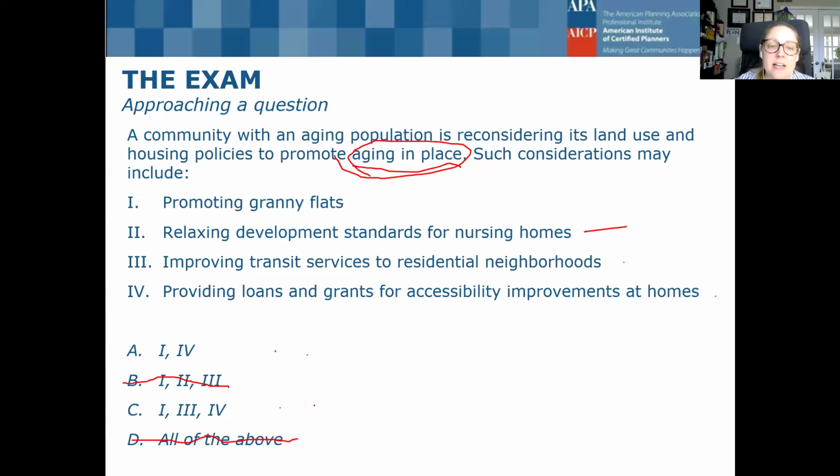So I look down the list and I'm like, promoting granny flats, improving transit services, providing loans and grants to do improvements at homes. All those things sound right to me. So I'm just going to go ahead and select C. Even if 3 wasn't part of it, you still had a 50-50 chance of getting this right. C is the answer, by the way.